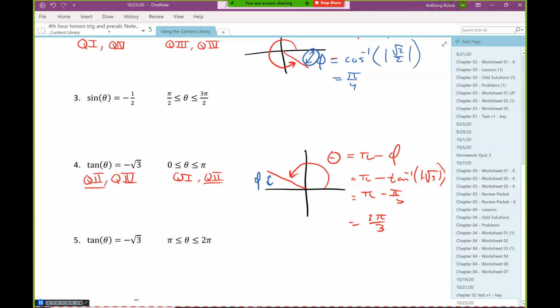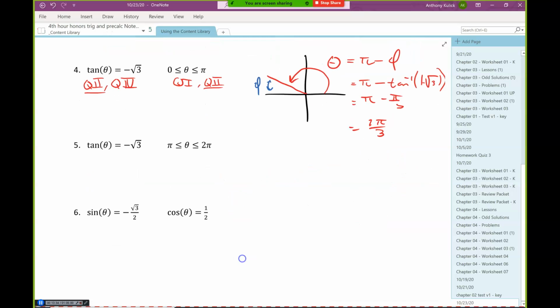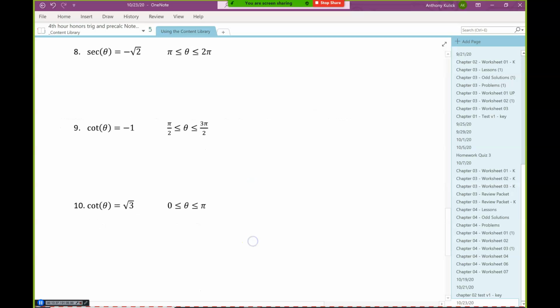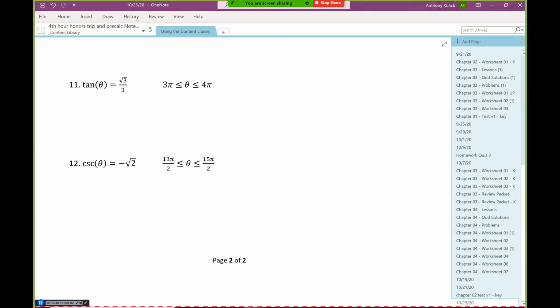Okay, so tangent is positive in what quadrants? 1 and 3, right? Either both x and y are positive or both x and y are negative. 3 pi to 4 pi is what quadrants? So if we think about it, 0, pi over 2, pi, 1.5 pi, 2 pi, 2.5 pi, 3 pi, 3.5 pi, and 4 pi, so it's 3 and 4.